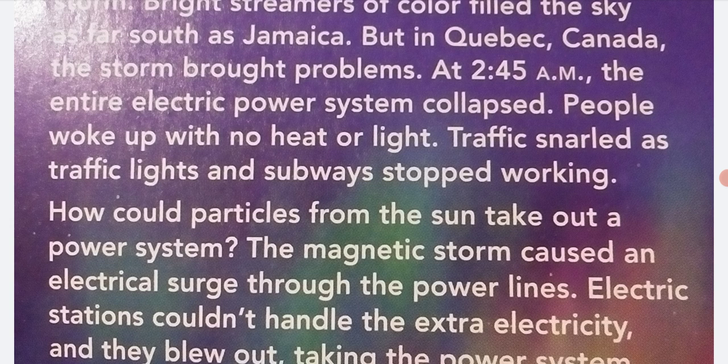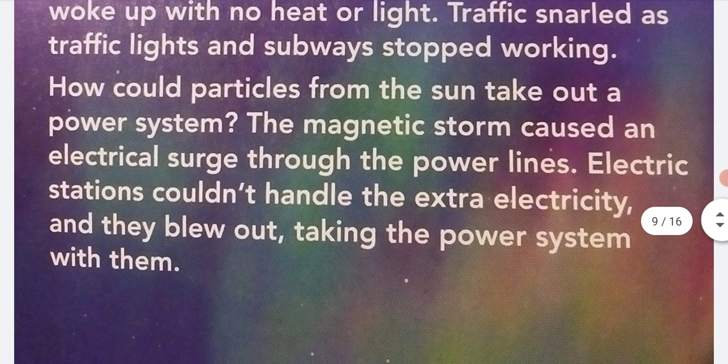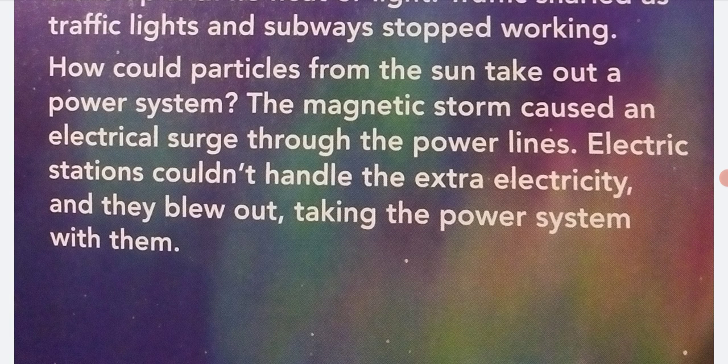People woke up with no heat or light. Traffic snarled as traffic lights and subways stopped working. How could particles from the Sun take out a power system? The magnetic storm caused an electrical surge through the power lines. Electric stations couldn't handle the electricity, and they blew out, taking the power system with them.